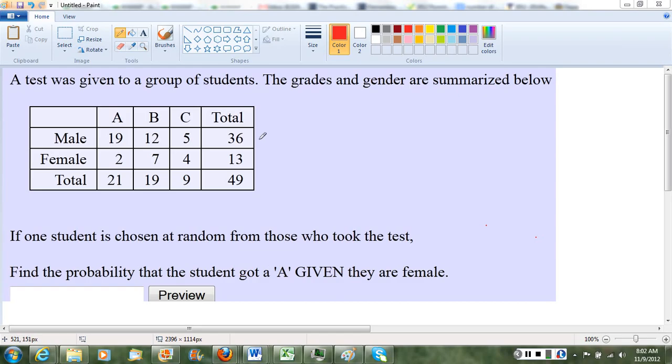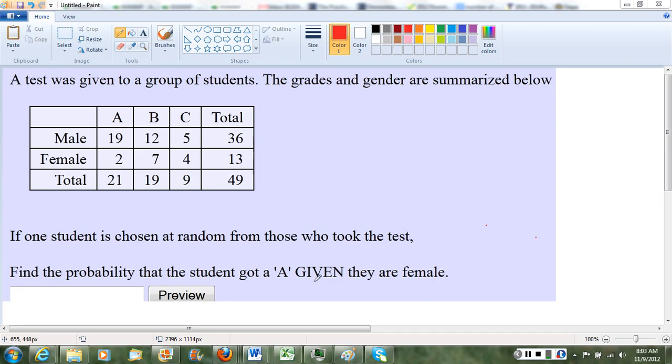Here's the question we're looking at. We have a table showing the number of students who took a test, the grades they earned, and the scores separated by gender. And we're asking, if we choose one student at random who took the test, what's the probability that the student got an A, given that they're female?